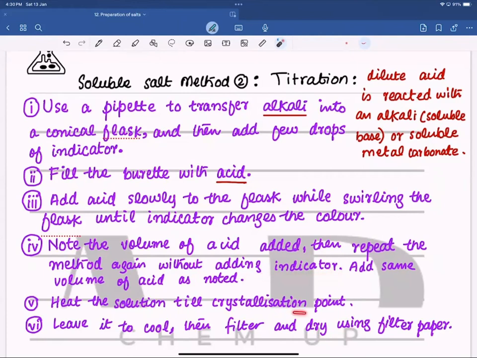Now we heat the solution again till the crystallization point. The last 2 points are the same. Then leave it to cool, and on cooling filter the crystals, and then dry the crystals either in an oven or on a filter paper. Is this understandable? Yes, sir. Yes, Aisha. Okay, note down this method. Then we will see the question related to this as well.